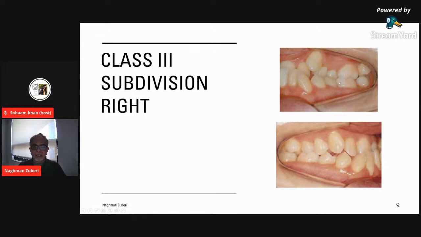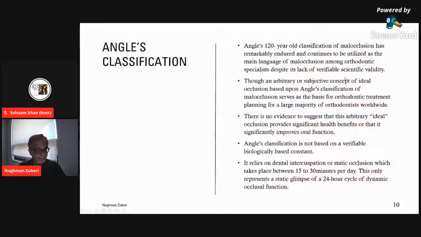Similarly, here in the class 3 relationship, on the right hand side, we can see that there is class 3 molar relationship. This is upper first permanent molar. This is lower first permanent molar. So they are in class 3 relationship, whereas on the left hand side, we can see that the molar relationship is class 1.